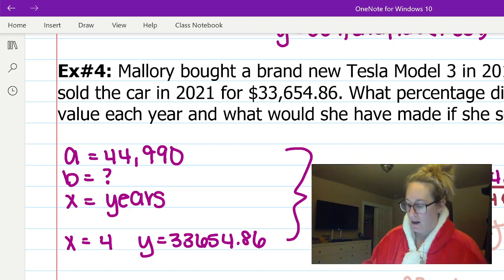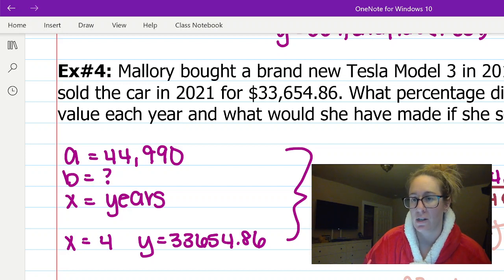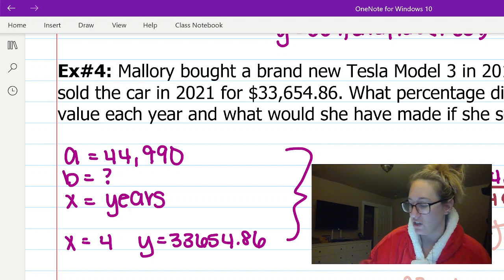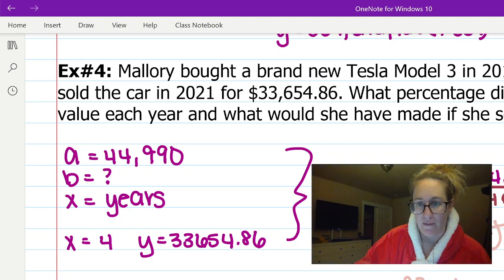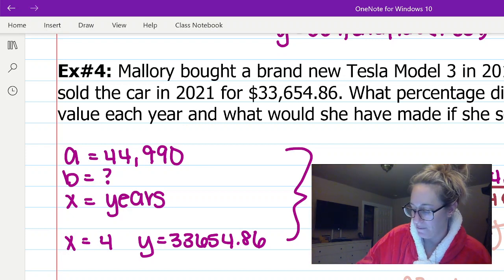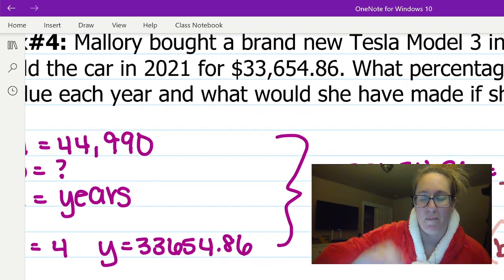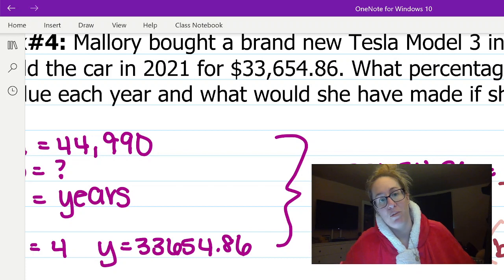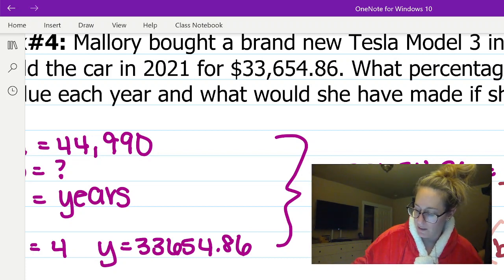All right, so I have a B value. Now this is not answering any part of the question, because the first part of the question says what percentage did the car depreciate in value each year. Right now what I have is Y equals 44,990 times my B, 0.93, to the X. So this is my explicit equation, right? But I don't have the percentage that I depreciated. I just have the B value. So we do need to calculate that separately.